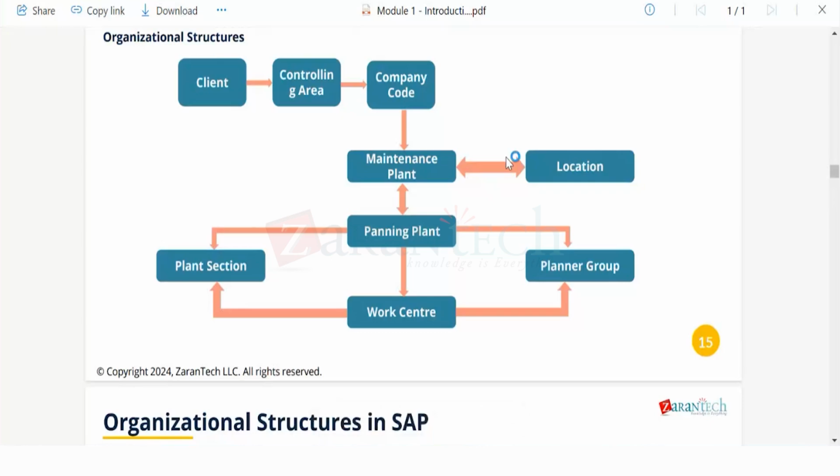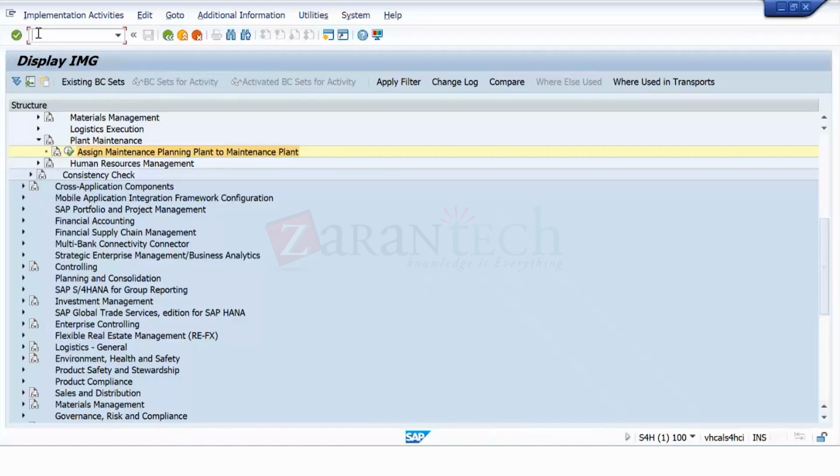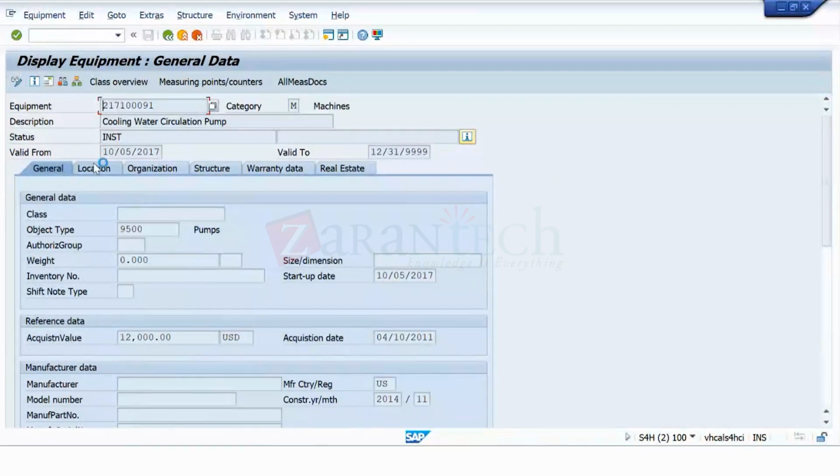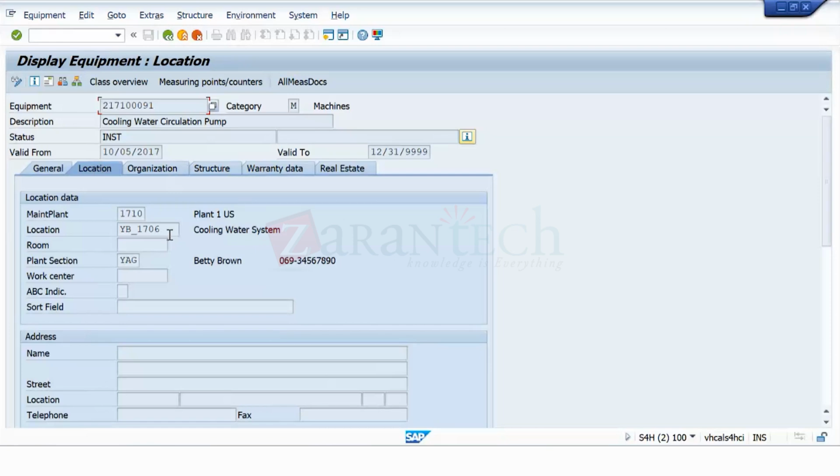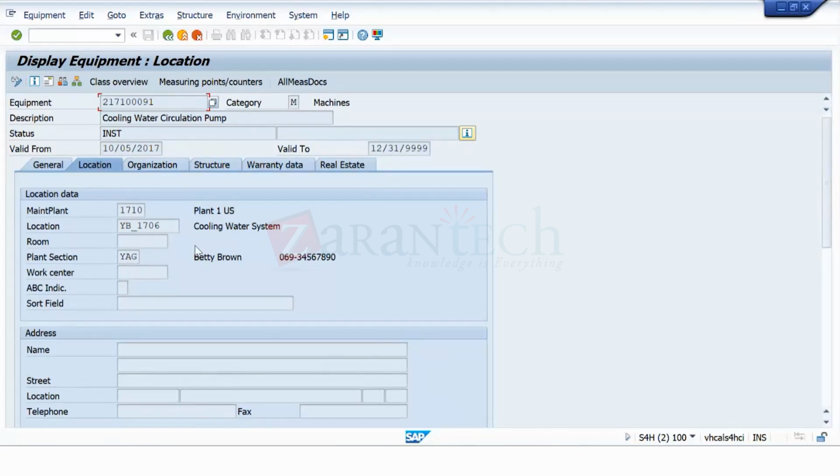That's all. Yeah, and I can see that maintenance plant is associated with a location, so it's more of a physical thing, while planning plant is not associated with a location, so it's more of a logical grouping, right? Correct. Suppose this is a machinery. I've created this master data. What the maintenance plant is going to define for you is that this machinery is located in this plant, and this is the location we have read here.